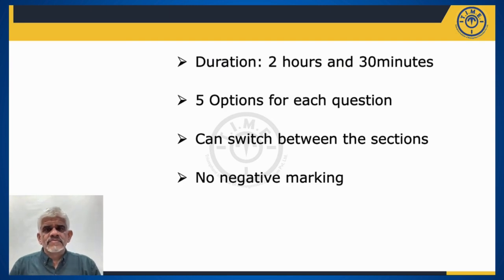Overall, the duration was 2 hours and 30 minutes, with 5 options for each question, and one could switch between the sections. If anyone wants to start with LR, you can start with LR. If anyone wants to start with Quant, you can start with Quant. In between, if you want to switch to LR or to verbal, that was also possible. Overall, I would say it was a good thing that a student can choose the section of his or her choice based on his or her strength, and there was no negative marking.